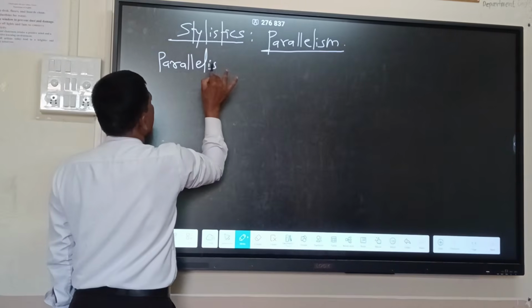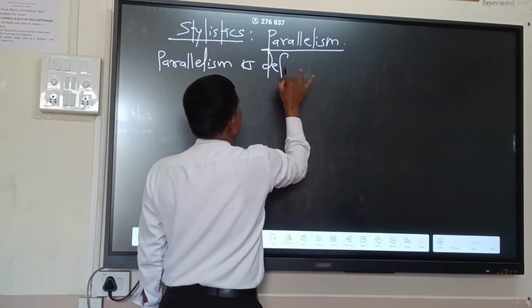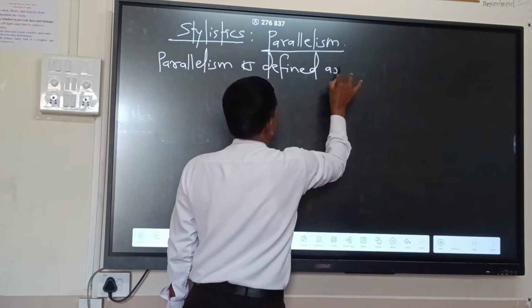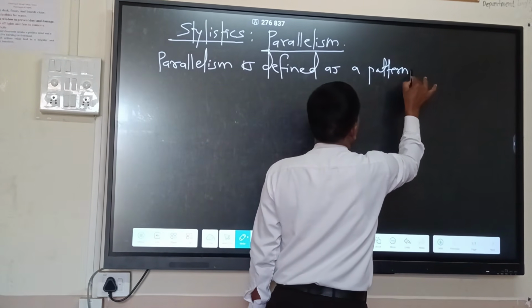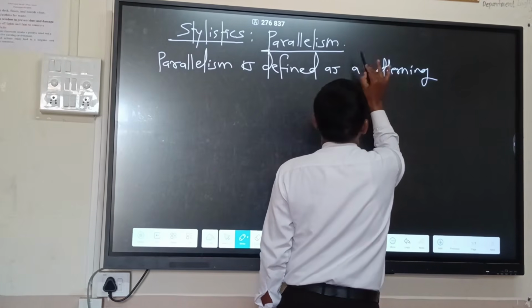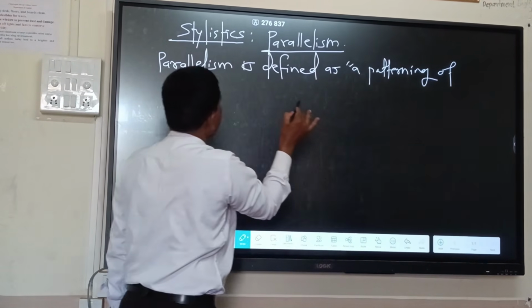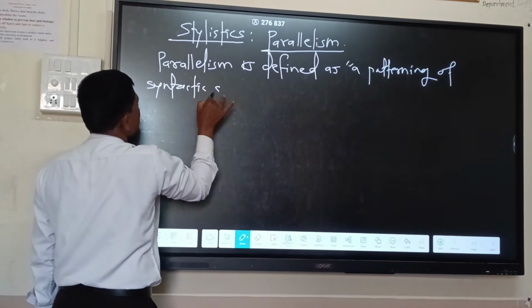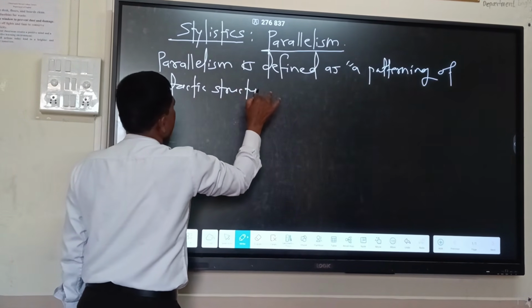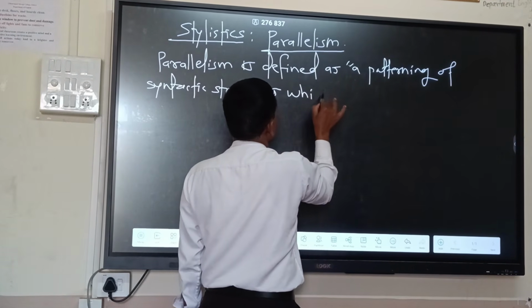Parallelism is defined as a patterning of syntactic structures which are equivalent to one another.